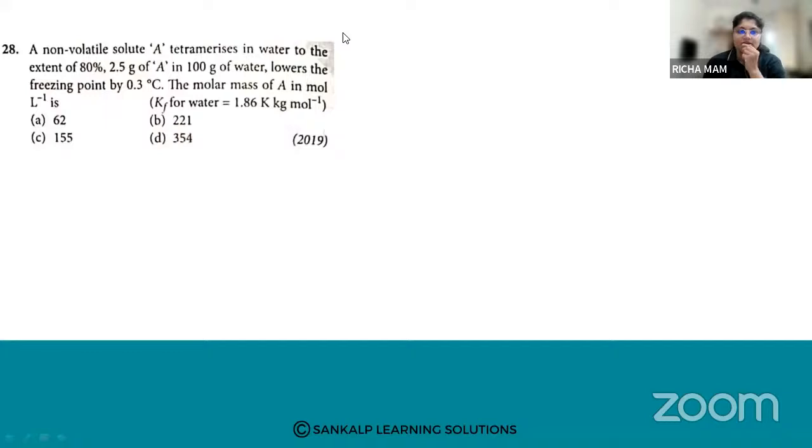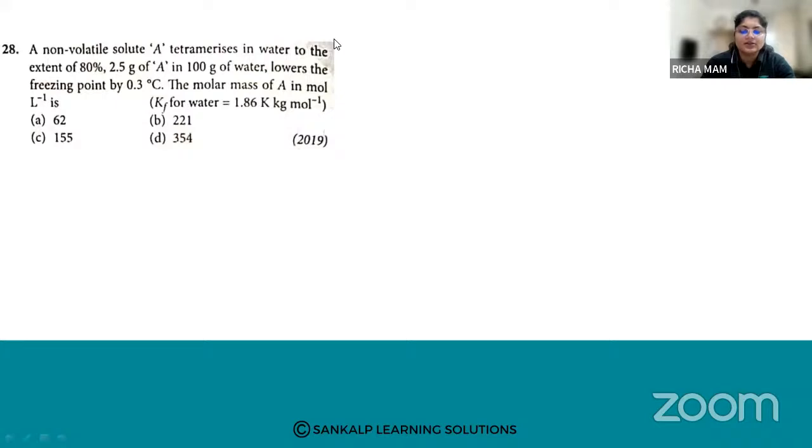So the question is, a non-volatile solute A tetramerizes in water to the extent of 80%. 2.5 grams of A in 100 grams of water lowers the freezing point by 0.3 degree. The molar mass of A in mole per liter is. The KF value of water is given, that is 1.86 Kelvin kg per mole. So how are we going to solve this particular problem, students?